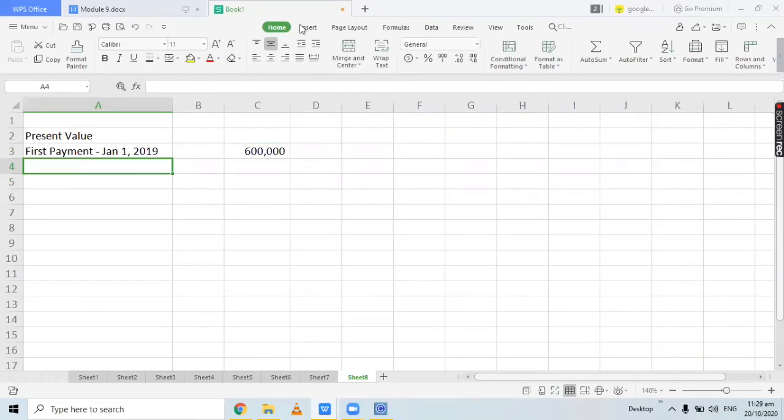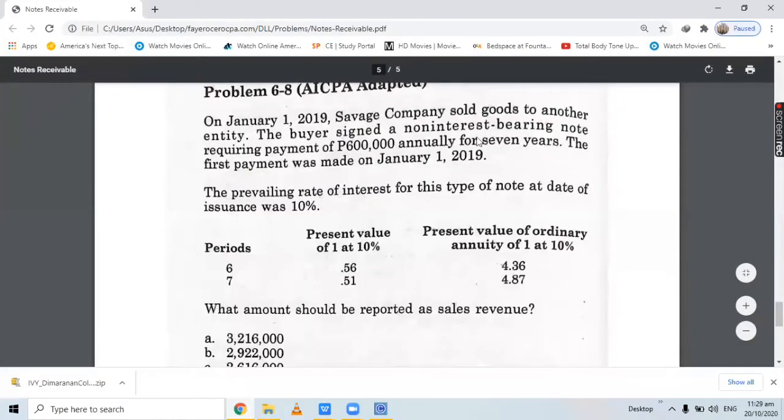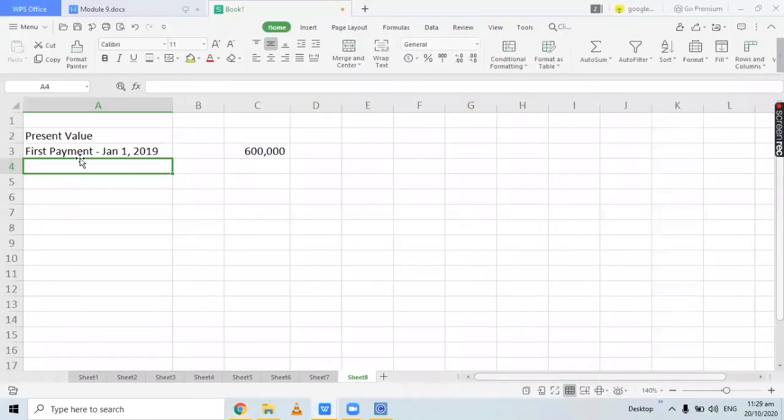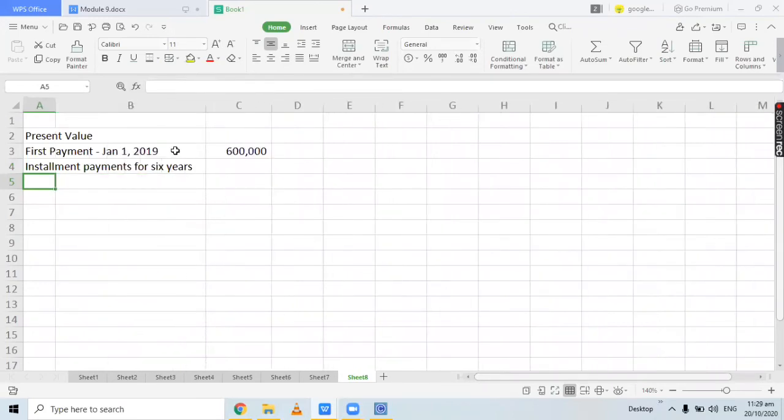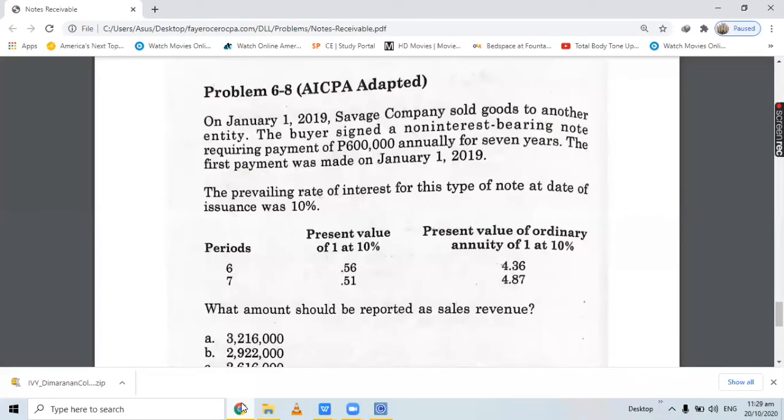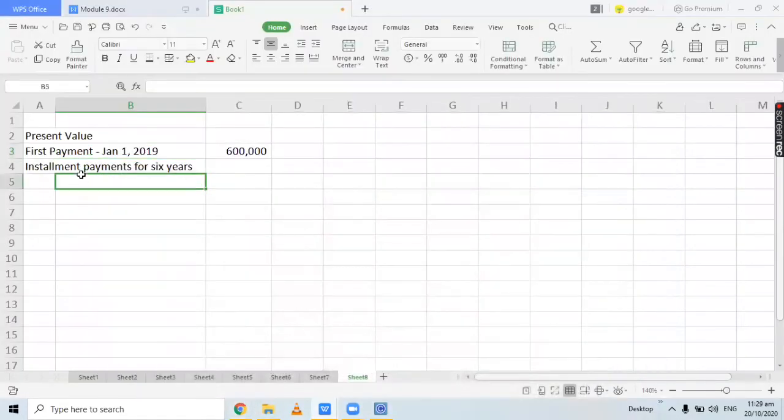And then we get the installment payments. 7 years, so for 6 years he still has to pay installments. The next payment after January 1, 2019 will be in 2020. With the time passing by, we now recognize interest. Time value of money. Therefore, to get the present value, we need to discount the installment payments for 6 years.